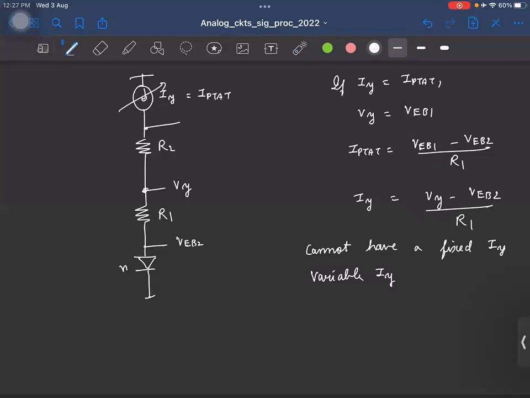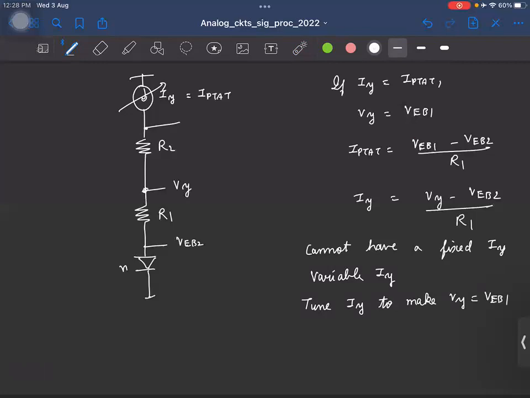And how would you vary the current source? I mean, based on what would you vary this current? Yeah, you basically need to compare Vy with VEB1, and depending on whether Vy is greater or lesser than VEB1, we can go and tune the current, right? So basically, tune Iy to make Vy to be VEB1. Okay.